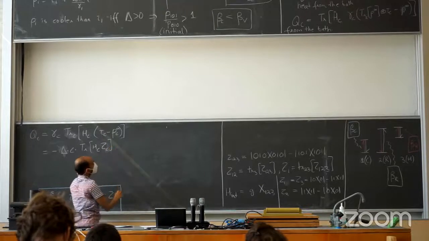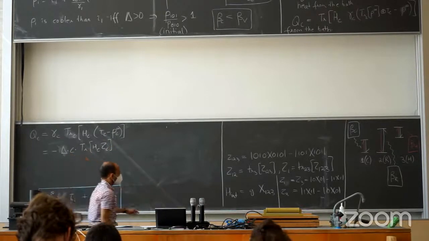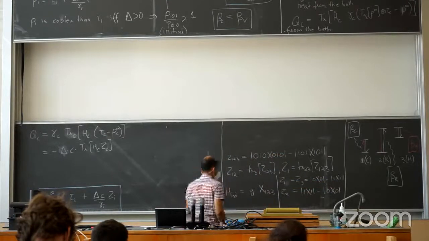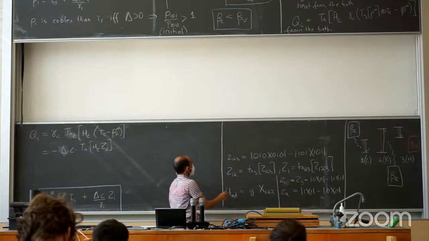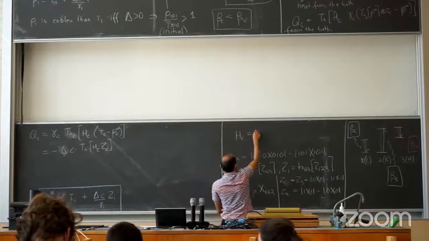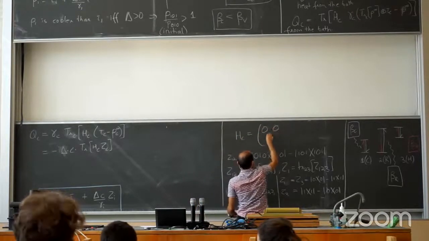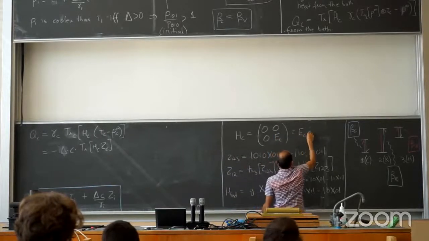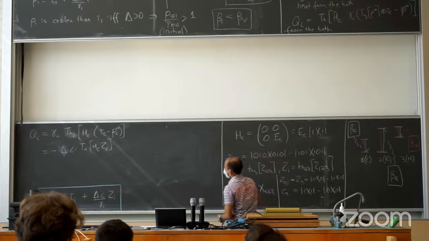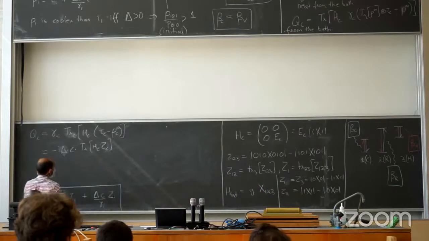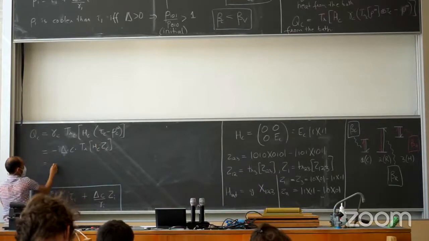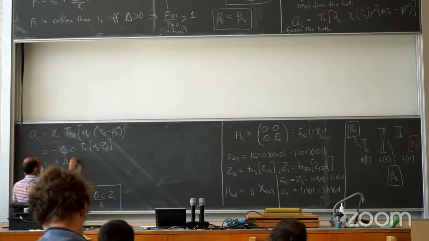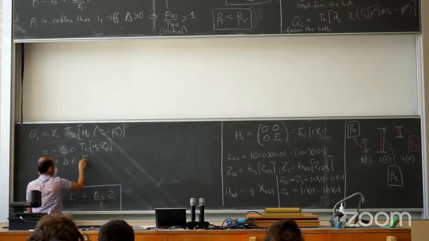ZC, recall, Z is written with 1, 0, 0, minus 1. And so when I multiply the Hamiltonian, just for reference, the Hamiltonian of C is going to be 0, 0, 0, EC. So it's EC times the projector on 1. And so then, with the minus, I'm going to get positive C EC.